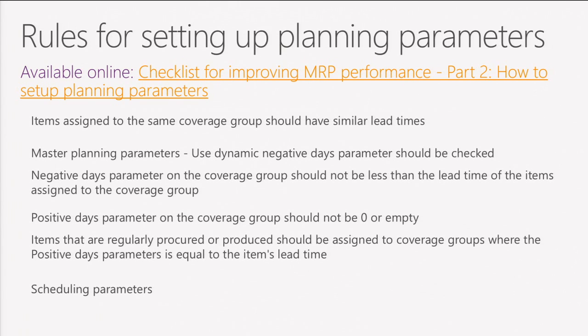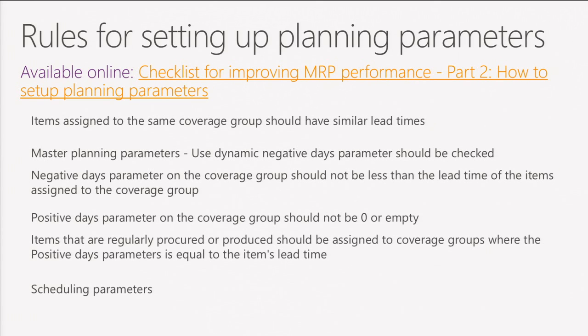Next thing, master planning parameters use dynamic negative days parameter. This should always be checked. I'm going to again explain why. Negative days parameter on the coverage group should not be less than the lead time of the items assigned to the coverage group. And from this rule, it already starts being clear why items in the same coverage group should be of similar lead times. Because the negative days parameter, which is connected to the lead time, sits on the coverage group.